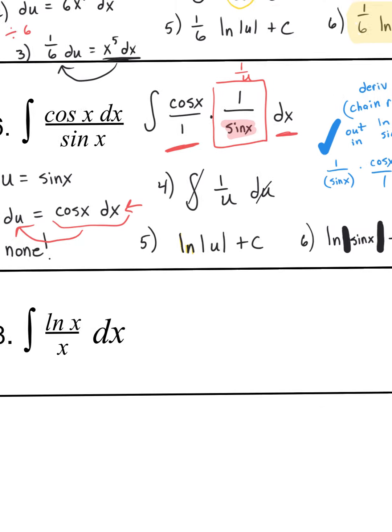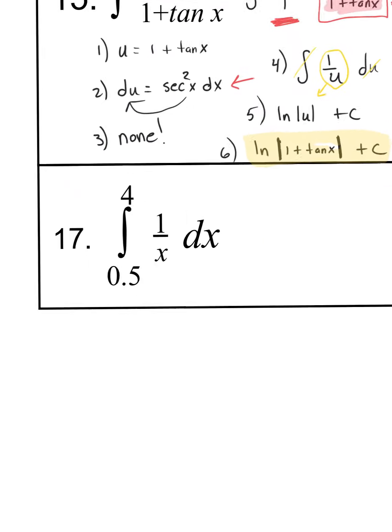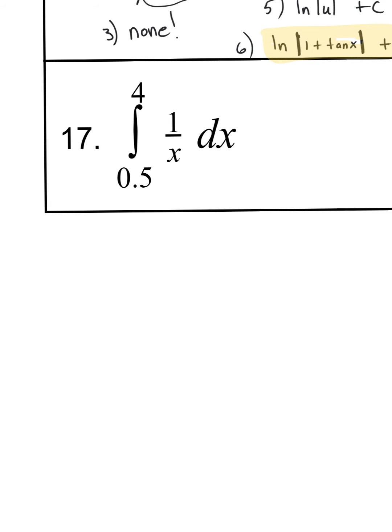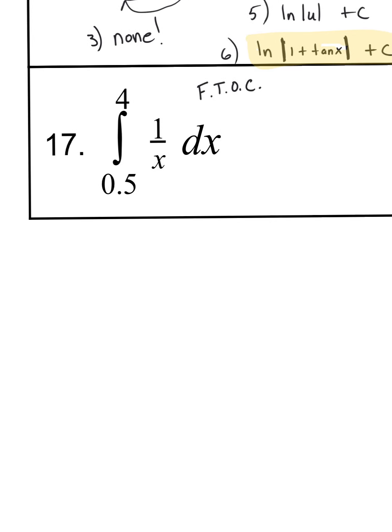Moving right along. Two more to go. Now, this is a definite integral. Do you notice we have endpoints, 0.5 to 4? So now, this is the fundamental theorem of calculus. To solve a definite integral, there are 2 steps. The first step is to find the antiderivative. We're going to call it g of x. What's the antiderivative of 1 over x, everybody? ln absolute value of x.